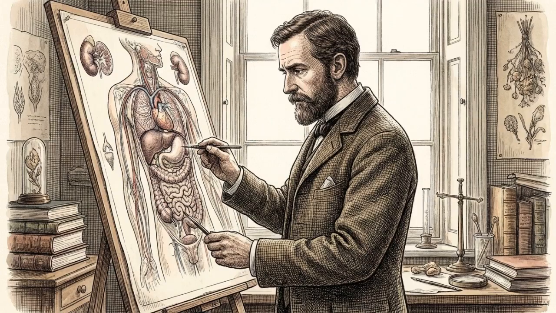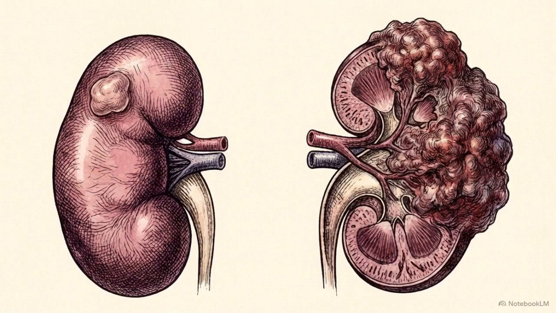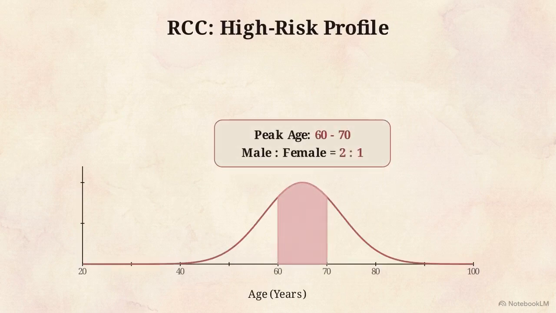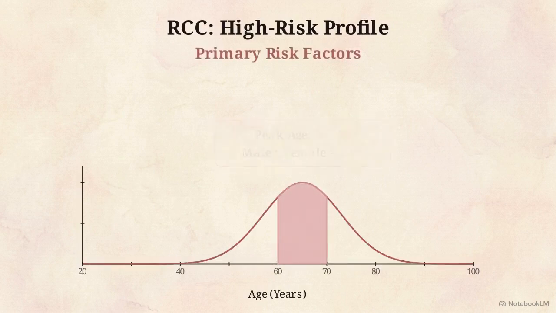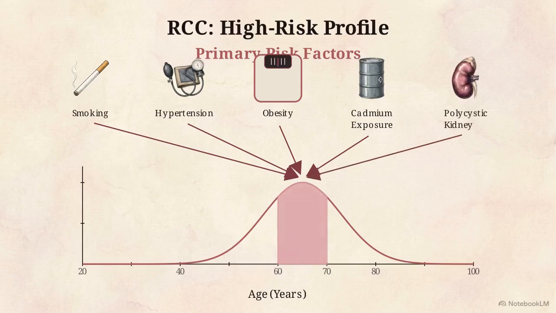The primary threat in adult urology is renal cell carcinoma, or RCC. Originating in the tubular epithelium, it accounts for up to 85% of all kidney malignancies. In pediatric populations, the primary renal tumor is the nephroblastoma, also known as a Wilms tumor, but RCC strictly dominates in adulthood. The highest risk demographic consists of males in their 60s and 70s. Key environmental and medical risk factors include cigarette smoking, hypertension, obesity, occupational cadmium exposure, and acquired polycystic kidney disease.